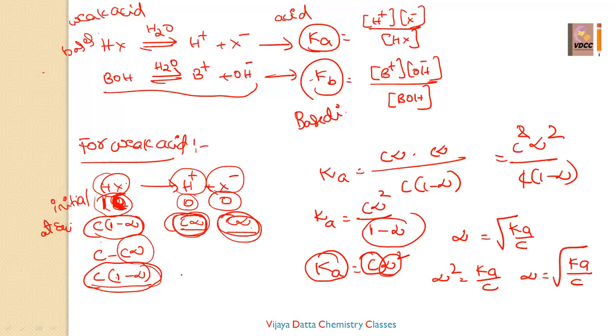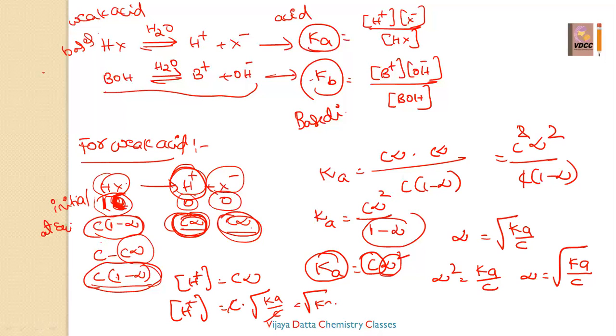Actually, the concentration of H plus is C alpha. Then the concentration of H plus is equal to C into alpha, which is C into root Ka by C. Then C gets cancelled, and root Ka into C is the formula for the concentration of H plus.